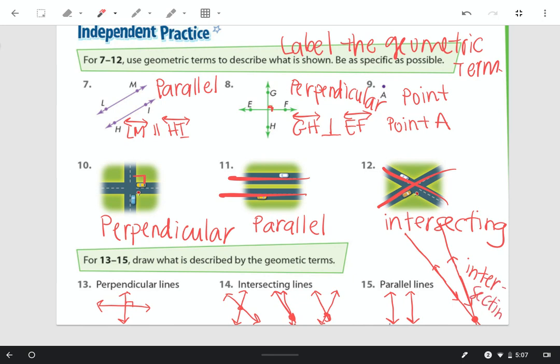Okay, you're going to see that on some of the problems on your Google form that you're going to do next. So don't let that trick you. Even if they don't cross as they're presented to you, if you were to extend them, would they eventually cross? If your answer is yes, then they are intersecting lines.